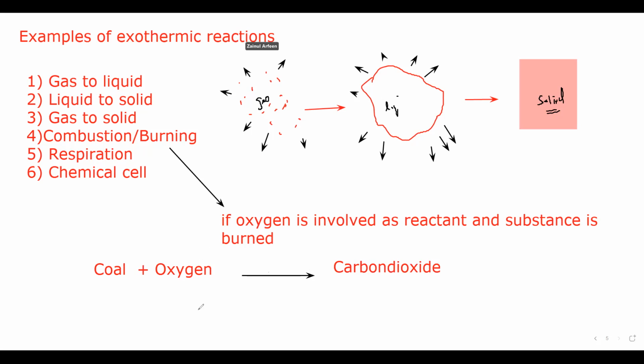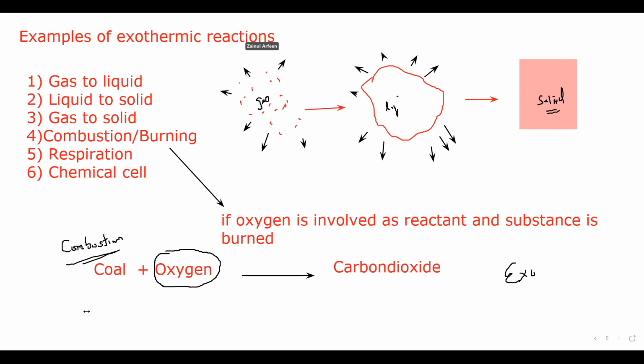How can we identify what kind of reaction this is? As you can see, oxygen is involved as a reactant. So if oxygen is involved as a reactant, what is the category of this reaction? It will be a combustion. In a combustion reaction, oxygen is always involved as a reactant. So if oxygen is involved as a reactant, you can simply identify that this reaction will be exothermic. It will always release energy.